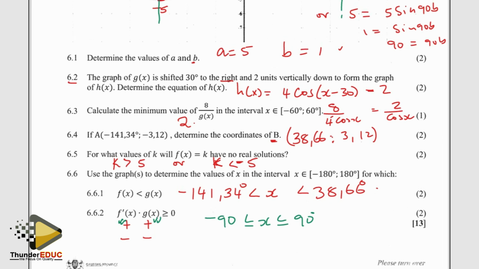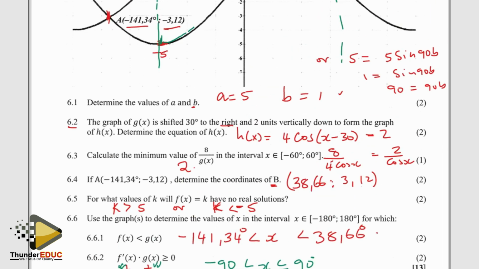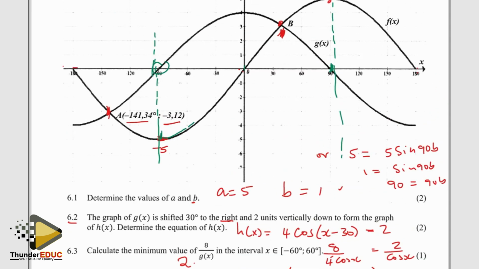Then, where do I find the other scenario? The graph to be decreasing as G is below. So G is below after 90. Okay. And this graph is decreasing also.